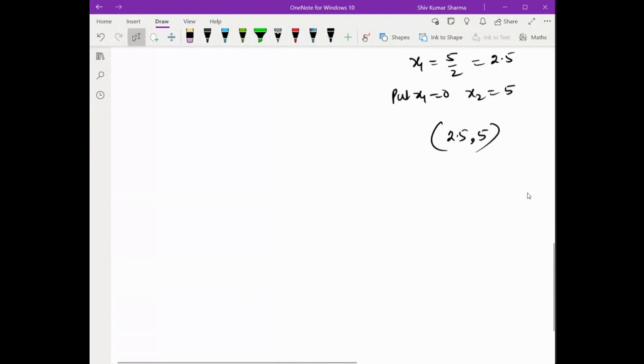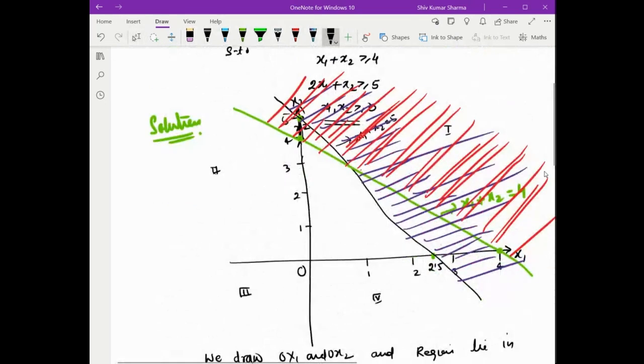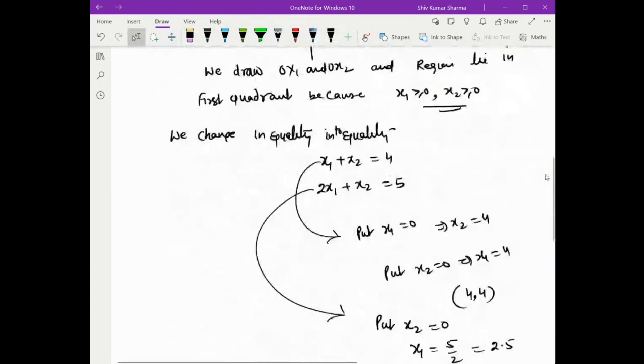So these are 2 points. Now we write the region. The region set for the points here. This is the intersection point which lies above the curve.